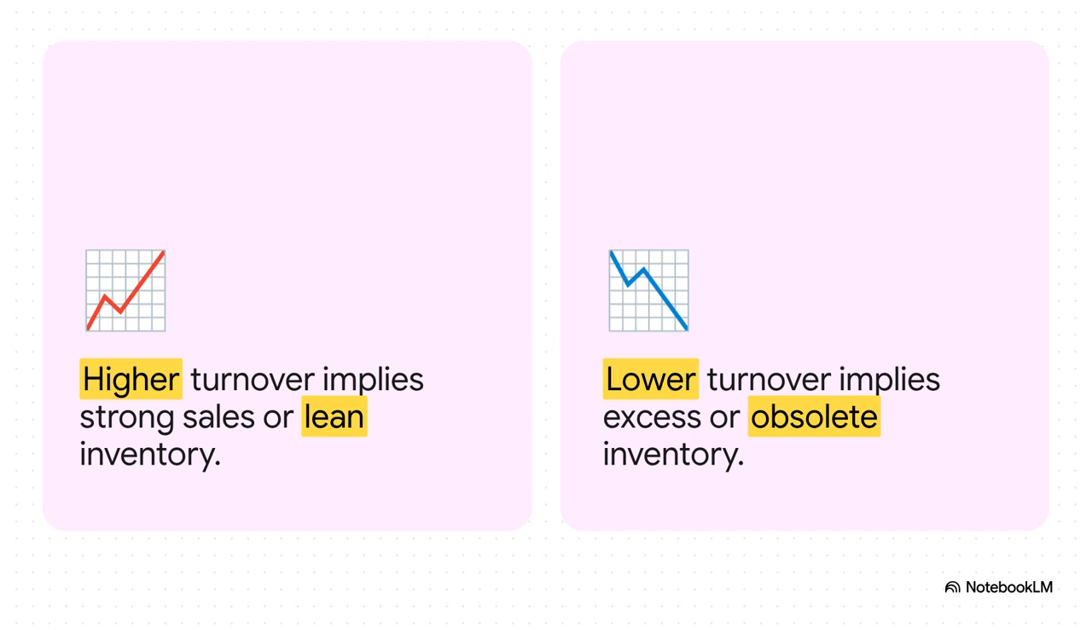Okay, so you've crunched the numbers. What do they actually mean? Generally speaking, a high turnover ratio is great. It implies strong sales or that you're running a really tight, lean operation. A lower turnover, on the other hand, usually means you might be tying up way too much precious cash in excess stock. Or worse, you're holding on to obsolete stuff that nobody wants to buy.